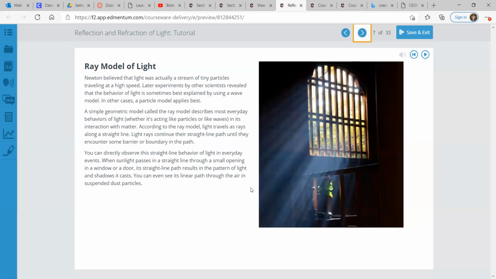According to the ray model, light travels as rays along a straight line. Light rays continue their straight line path until they encounter some barrier or boundary in the path. You can directly observe this straight line behavior of light in everyday events. When sunlight passes in a straight line through a small opening in a window or a door, its straight line path results in the pattern of light and shadows it casts. You can even see its linear path through the air in suspended dust particles.